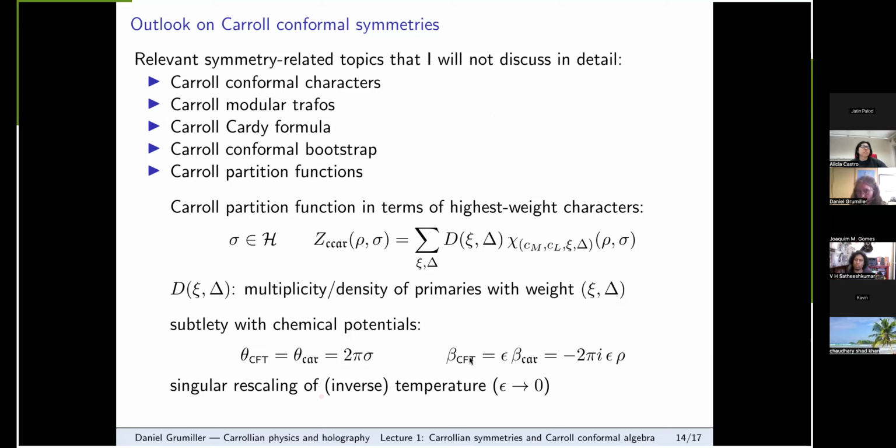This is not an issue if you work intrinsically in a Carrollian CFT, but it would be an issue if you approach it as a limit. So you have to be a bit careful how you take the limit. And if you don't take care of this rescaling by epsilon, you may end up with some result that tells you the partition function doesn't exist or is singular. And this may not be true if you do a proper rescaling of your temperature in the CFT.